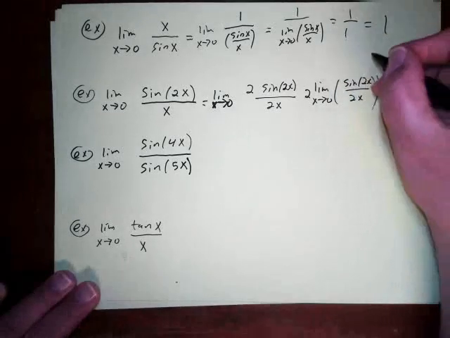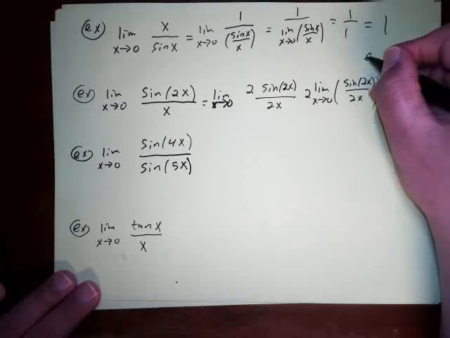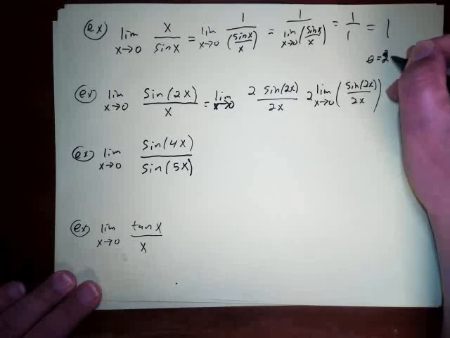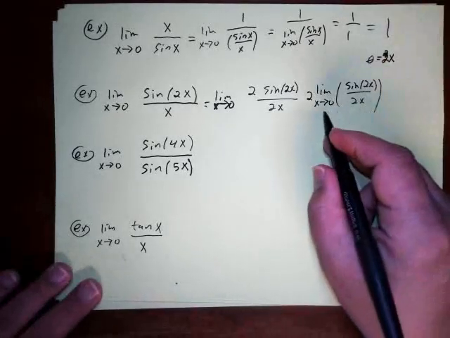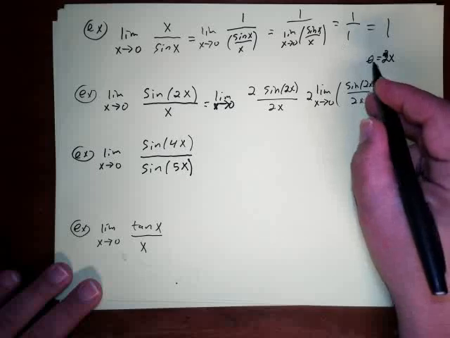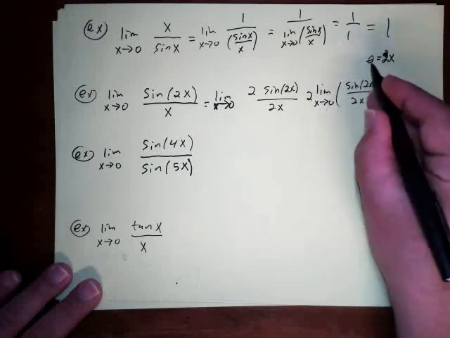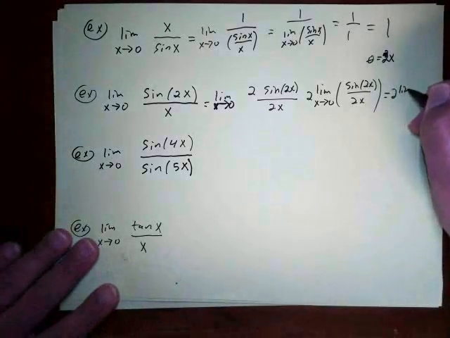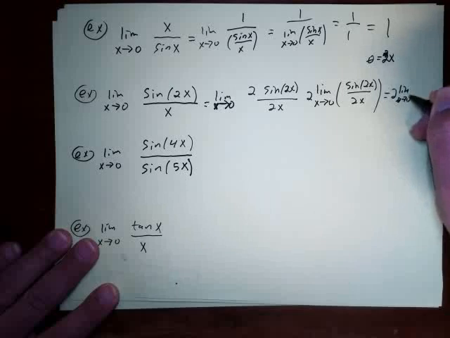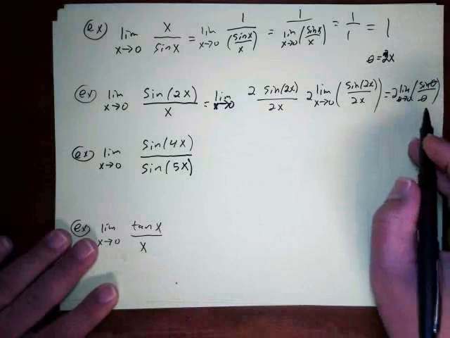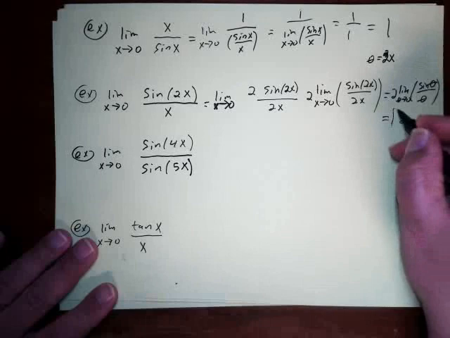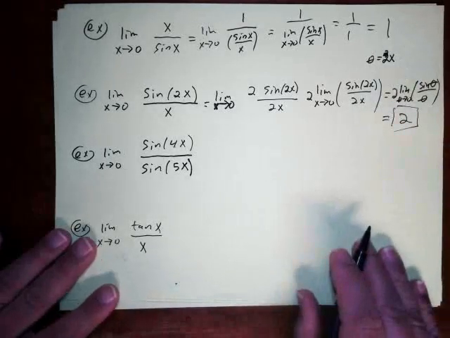Now they're the same, so I could just let, for example, theta equal 2x, right? And then I would just get the limit. As x goes to 0, theta is going to go to 0. So this thing could be rewritten as 2 times the limit, as theta goes to 0, of sine theta over theta. Right? And this thing goes to 1. So this whole thing would go to 2. 2 times the limit is 2.